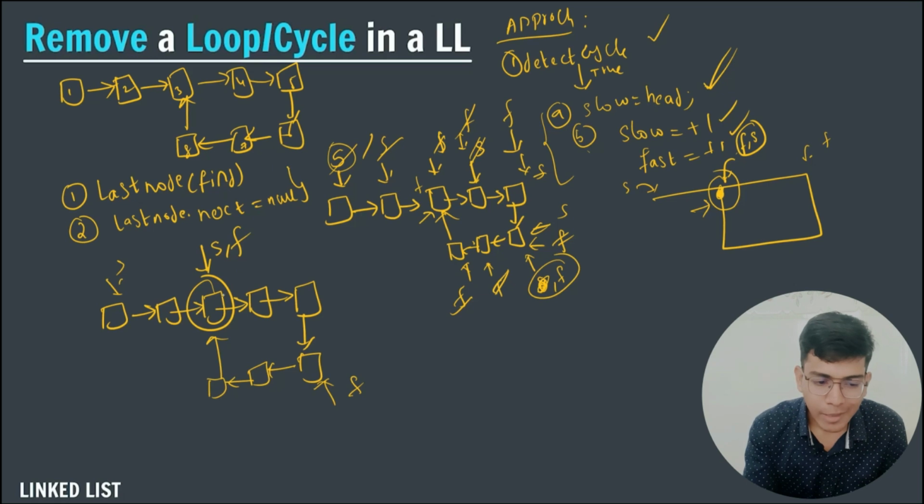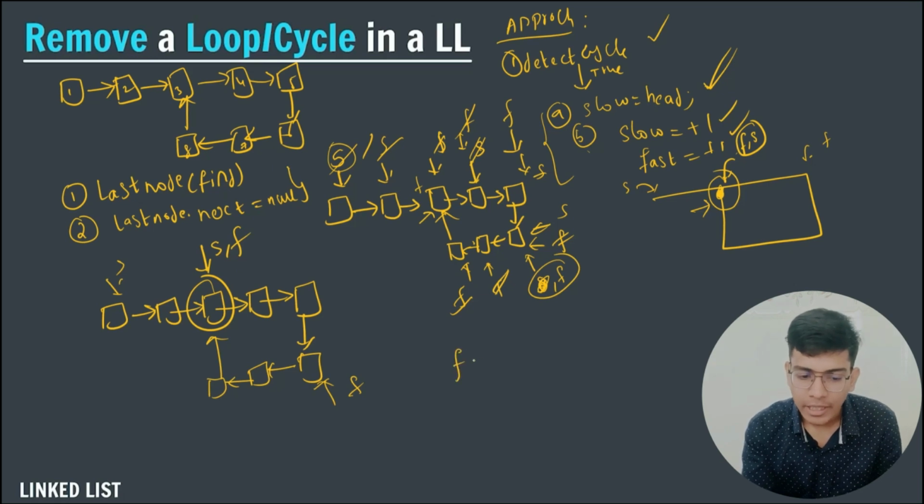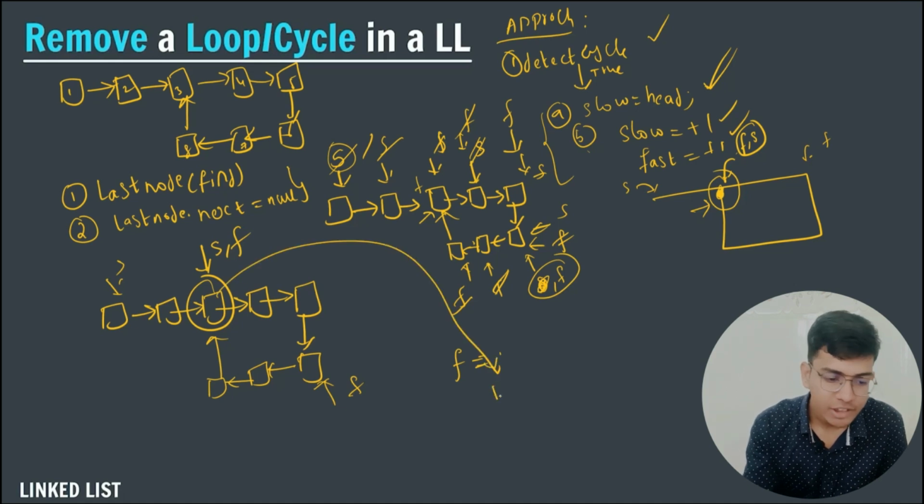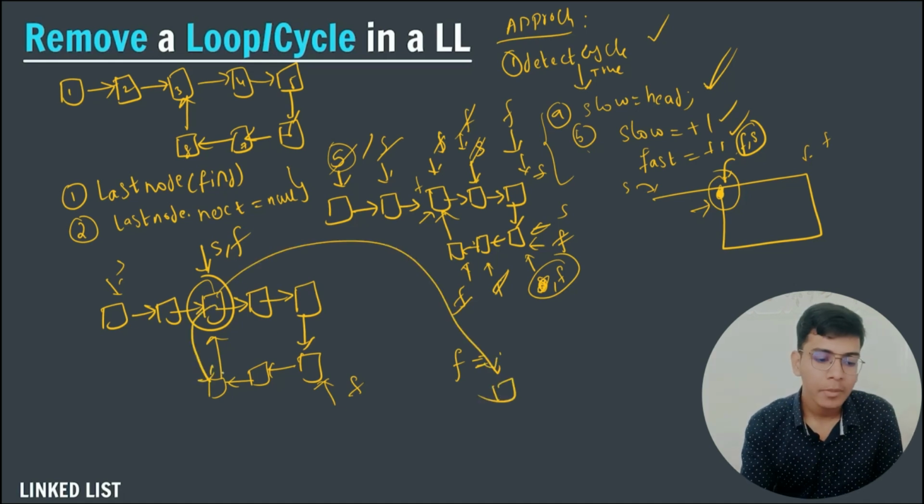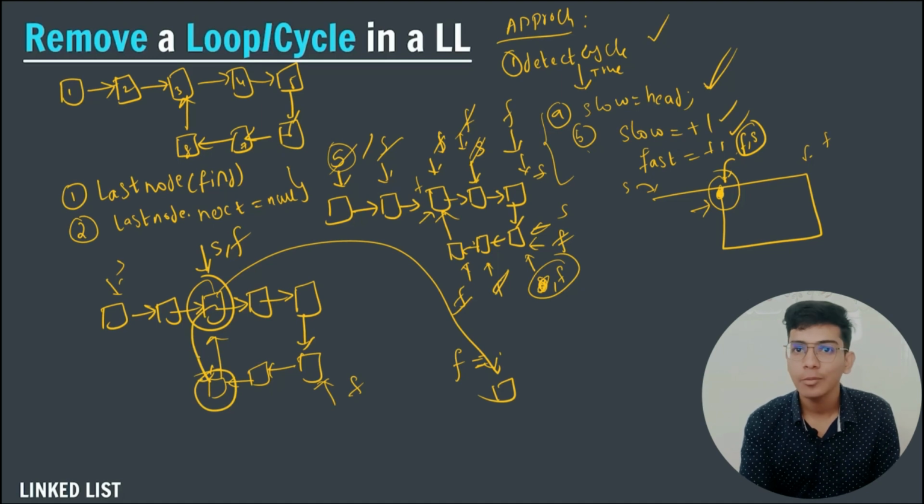So if I am able to find it, the fast will be here, it will store some value, it will store this node, right? So this node's previous will be my last node. This is how I can find my last node. Now let us code this.